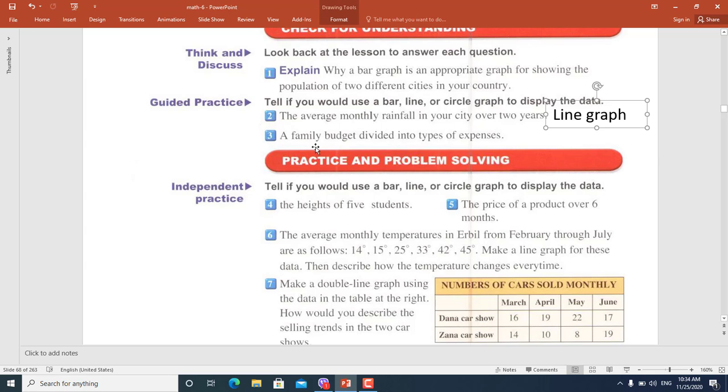Number 3, a family budget divided into types of expenses. So we have a division. For a division we use the circle graph. Circle graph.